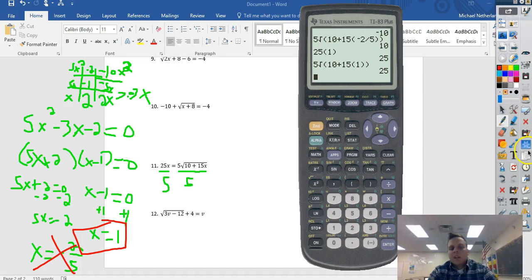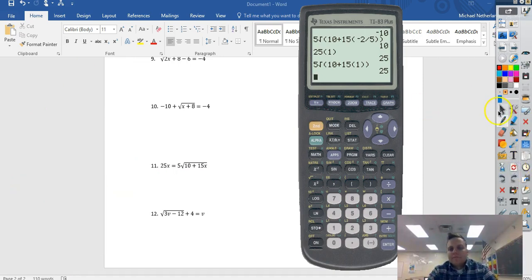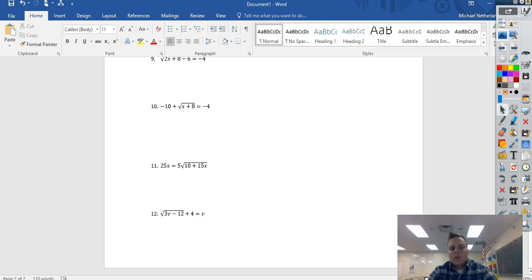Alright. Next problem. Number 12. Square root of 3v minus 12 plus 4 is equal to v. Step 1, get the square root by itself. So that gives us the square root of 3v minus 12. How would I move the 4 over? I would subtract it. It's equal to v minus 4.